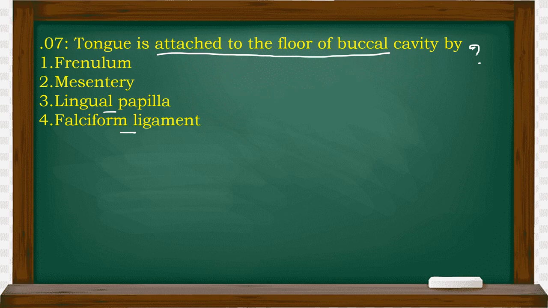Let's look into option number 2, which says mesentery. Mesentery is a kind of connection that exists between the intestine and stomach.